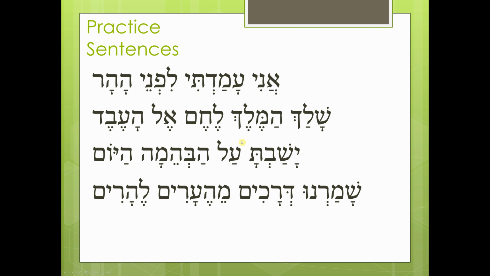Yashavta, you sat. Al, this is a preposition, on or upon. Habehema is the word for beast or cattle. So you sat upon the beast. And then what about hayom? Well, we have a definite article there, and then the noun itself is yom. When Hebrew says hayom, literally the day, that's how they say today. So altogether, you sat on the beast or the animal today, hayom. Literally the day, but that's how they idiomatically say today.